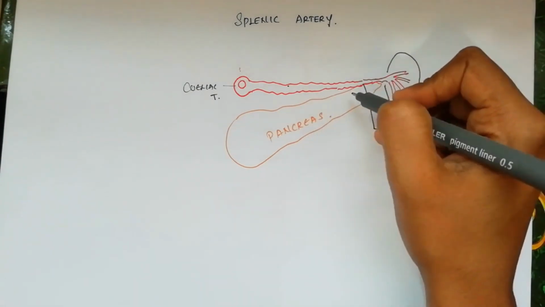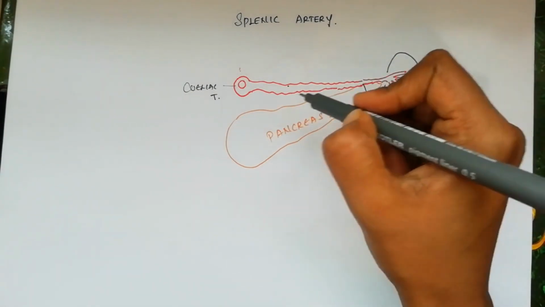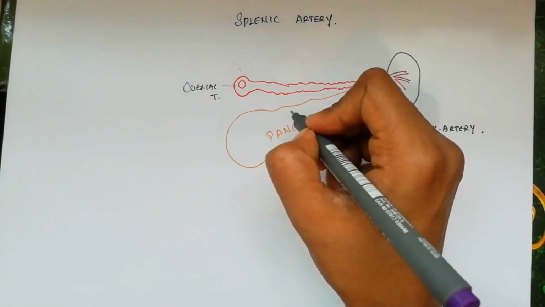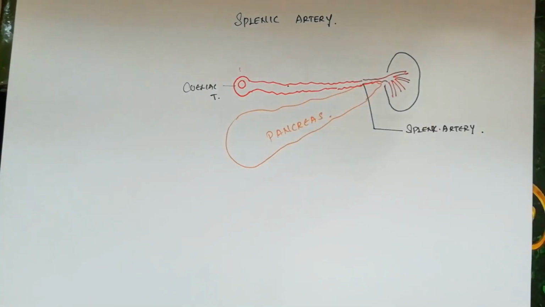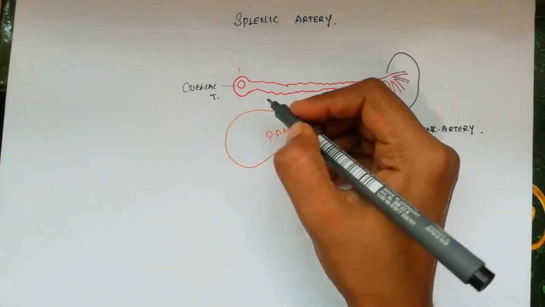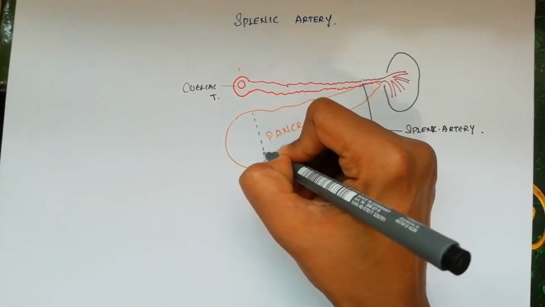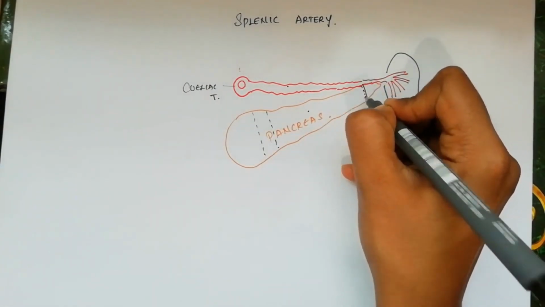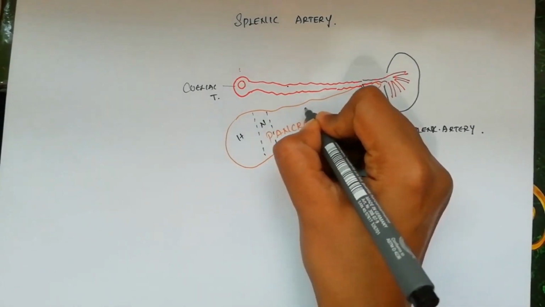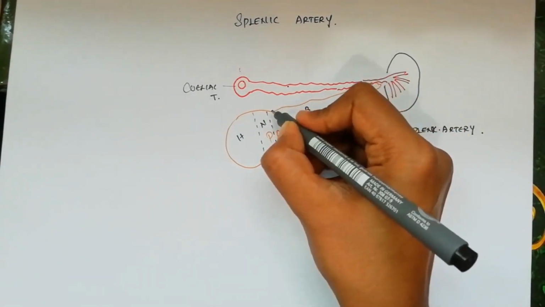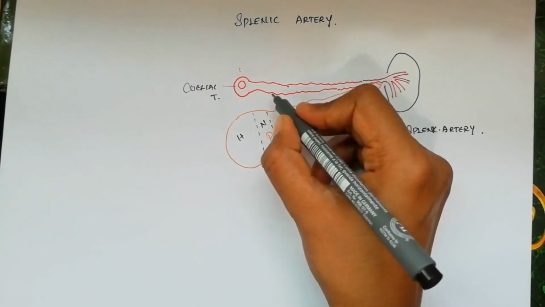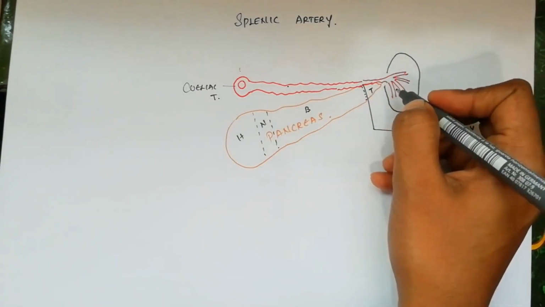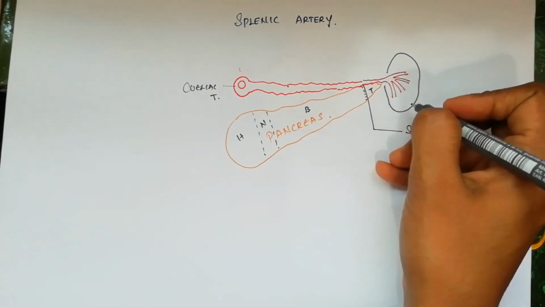So this is the splenic artery and its tortuous course, and it is passing just above the upper border of the body of the pancreas. This is the pancreas region which you are seeing. In the pancreas we have got head, neck, body and tail. Just above the upper border of the body of the pancreas we have this course of the splenic artery, with its smaller branches dividing into splenic tissue.